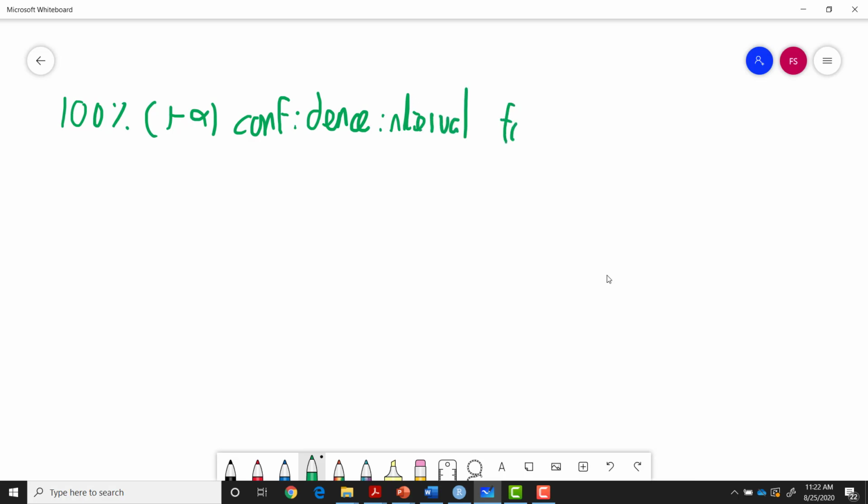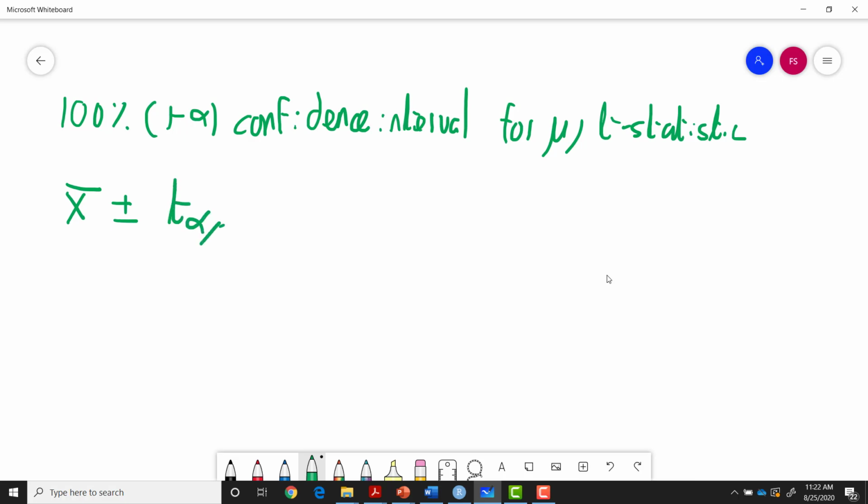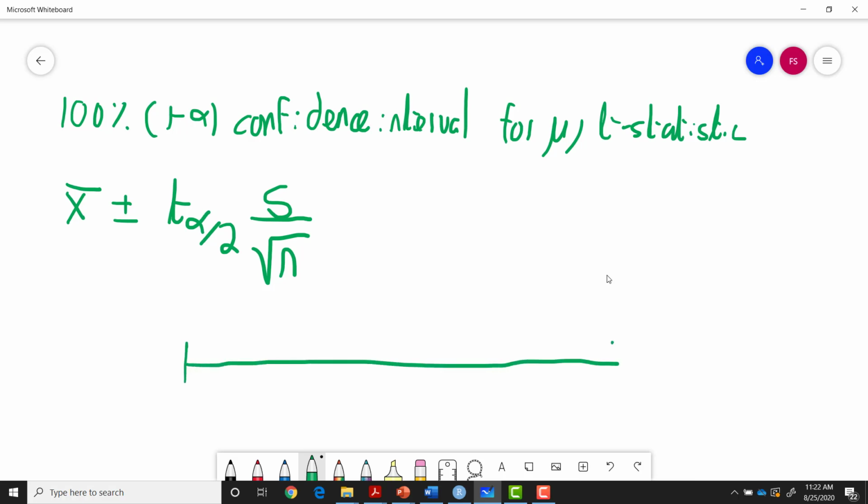With the t statistic, this is x bar plus or minus t alpha over 2. I'm not going to show you the pictures again, it's exactly the same. But this time we're using a sampling distribution, so we don't have to assume that the sigma is s, it's already s.